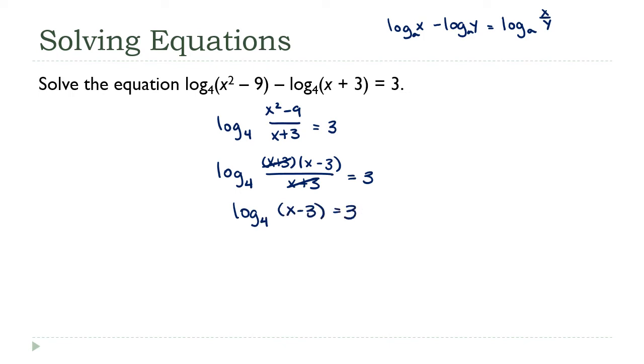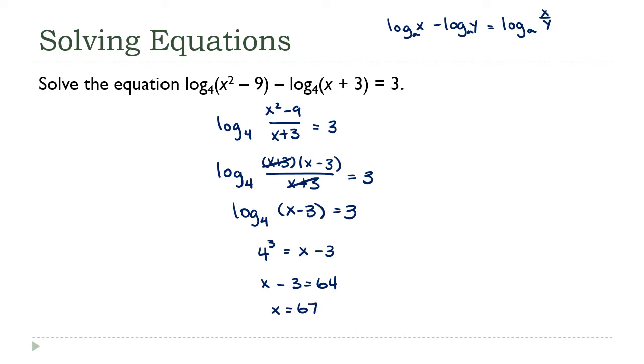We're going to do our conversion to an exponential equation. 4 to the third equals x minus 3. 4 to the third is 64. So x minus 3 equals 64. x equals 67. And that is a good answer.